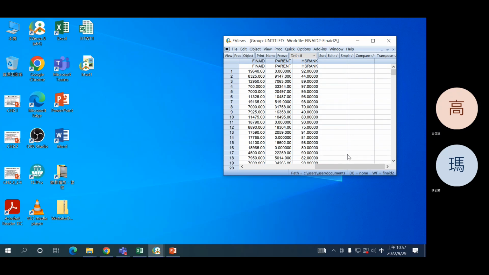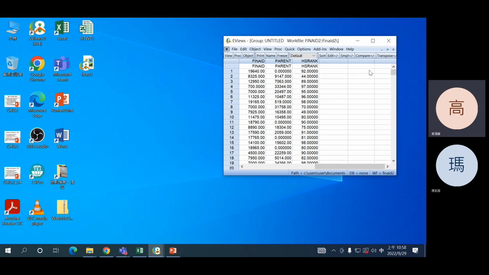So let's see. I'd like to change the parents measurement unit from dollars to $1,000. So let's try. I will have a new variable, maybe I call it parent 1, and I change from the original dollars to $1,000. So what should I do? You can see what I do.